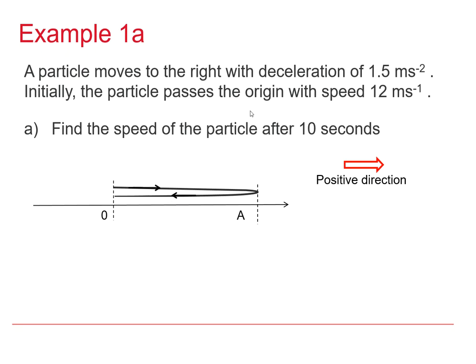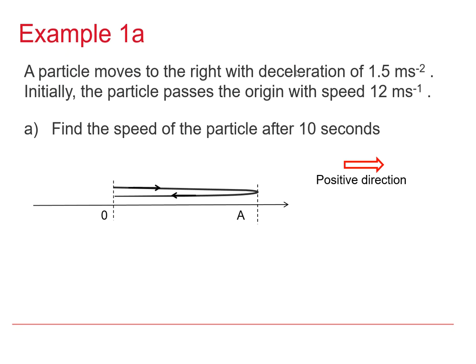And we're told that the particle passes the origin with a speed of 12 meters per second. So that's what we're going to take as our initial velocity. And we're being asked to find the speed of the particle after 10 seconds. Pause. So let's start by identifying the Suvat variables, and in particular writing down any of them that we know the value of at this point.